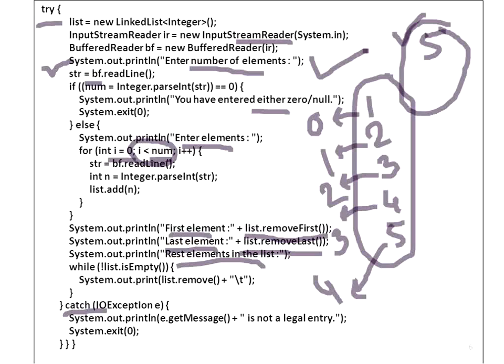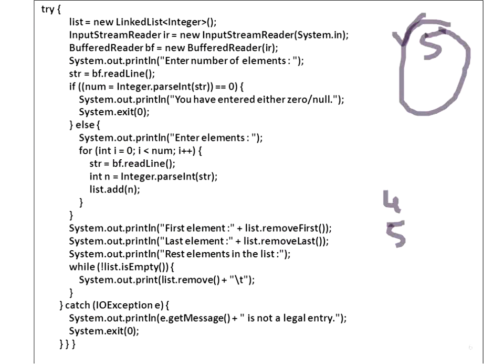Okay, suppose user enters 1. Then what will be printed on your screen? First element. Okay, what about this? System.out.println, enter elements. Okay, let me delete it so that it will be more clear to you.